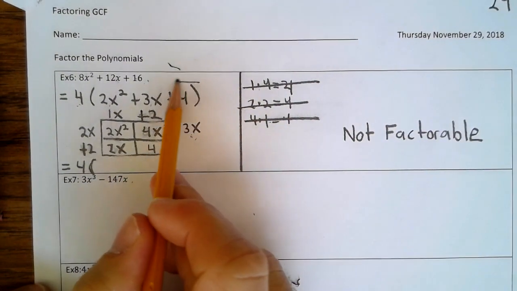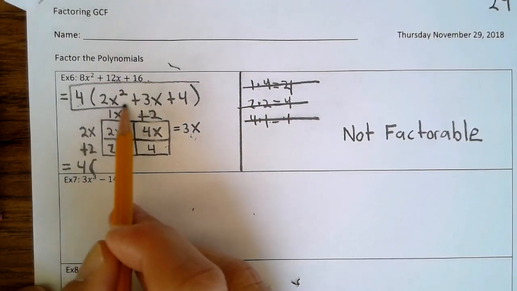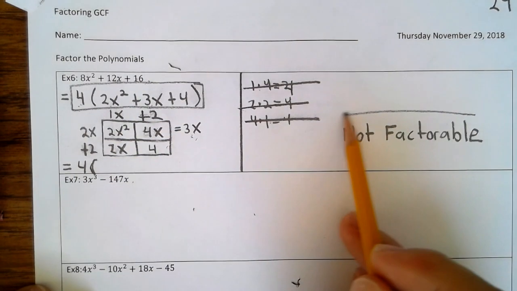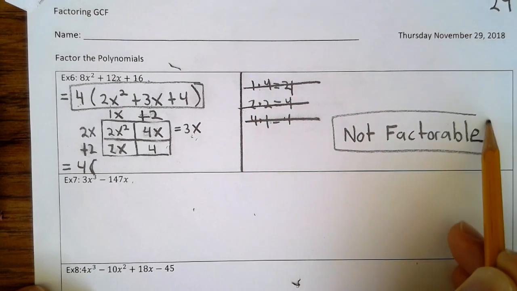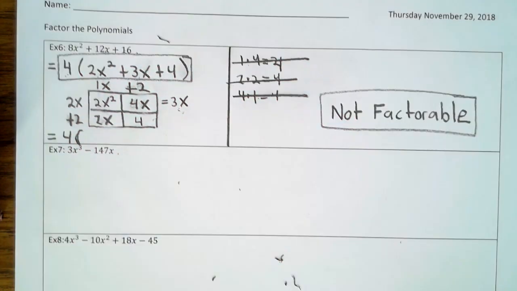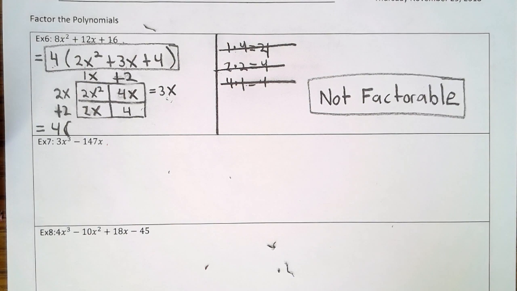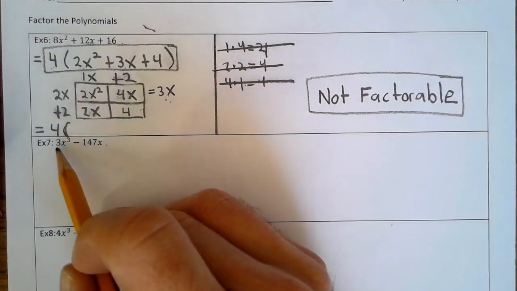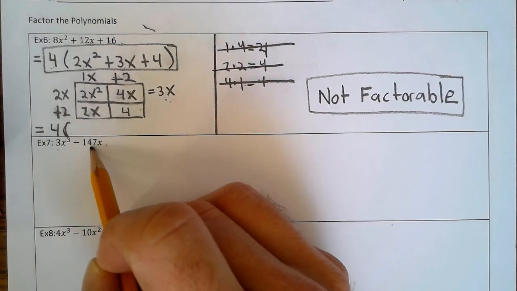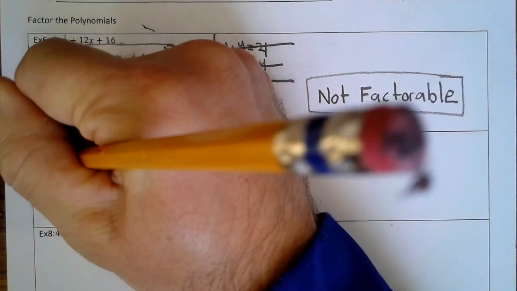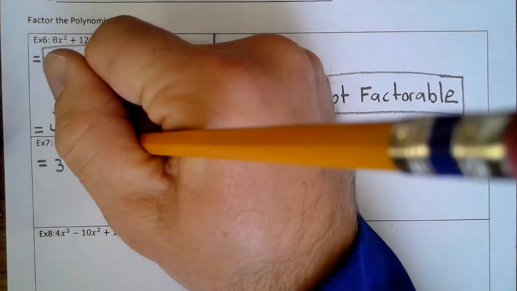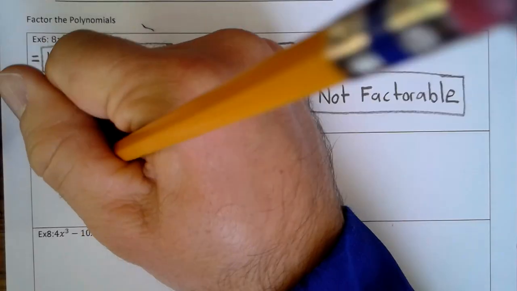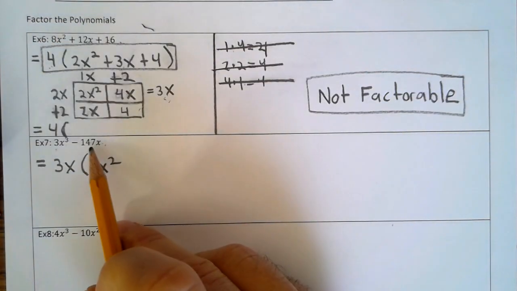All right, example 7. So it looks like here, the only possible number I think it could be 3, so let's try that. So let's factor out a 3. And it looks like we both have an x, so I can factor out an x, which leaves 1x squared. Now we just need to see if 147 divided by 3 works. It does. It's minus 49.